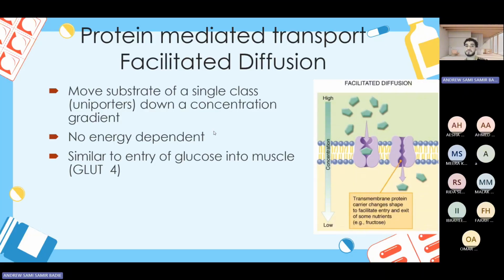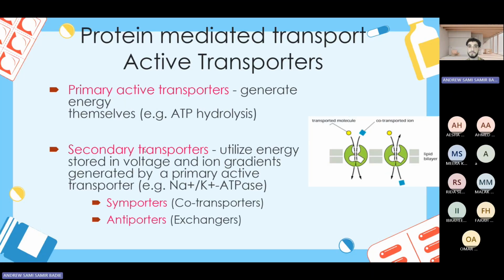Protein-mediated transport. You guys know, sometimes we have uniporters, symporters, antiporters, and usually we need a carrier protein or something to facilitate this type of diffusion. Again, it's non-energy dependent. Now we have active transporters. Active transporters, on the other hand, do need energy.